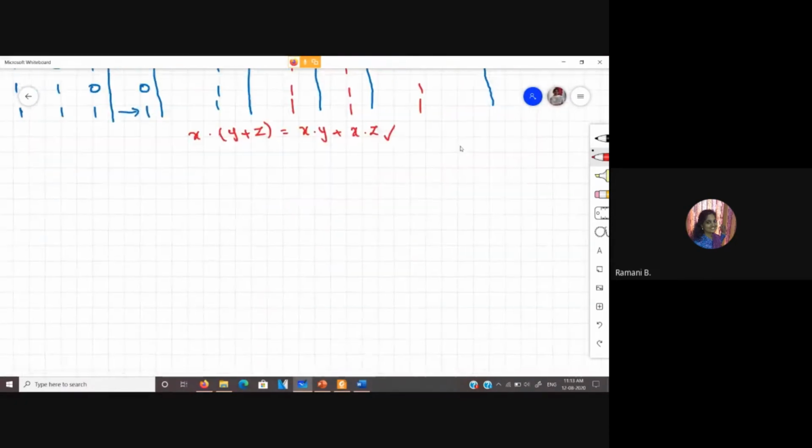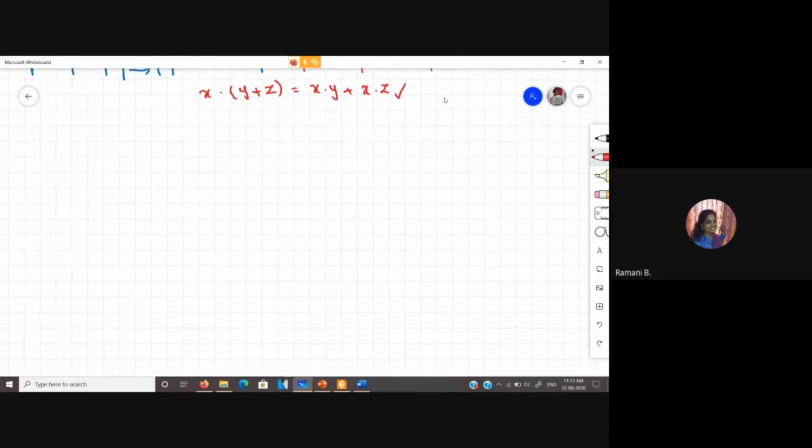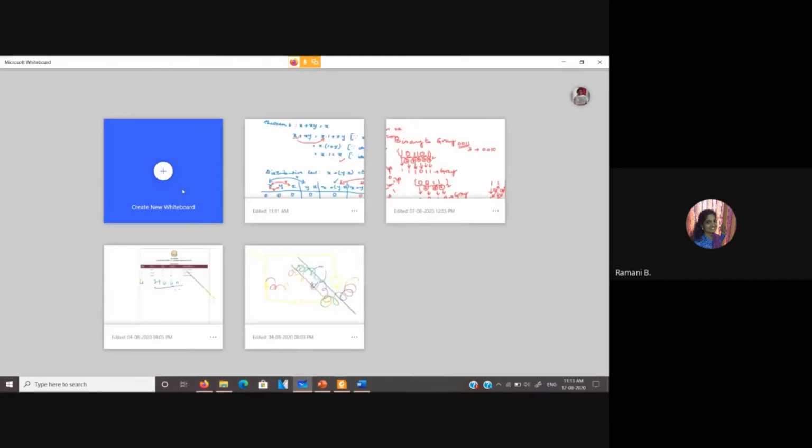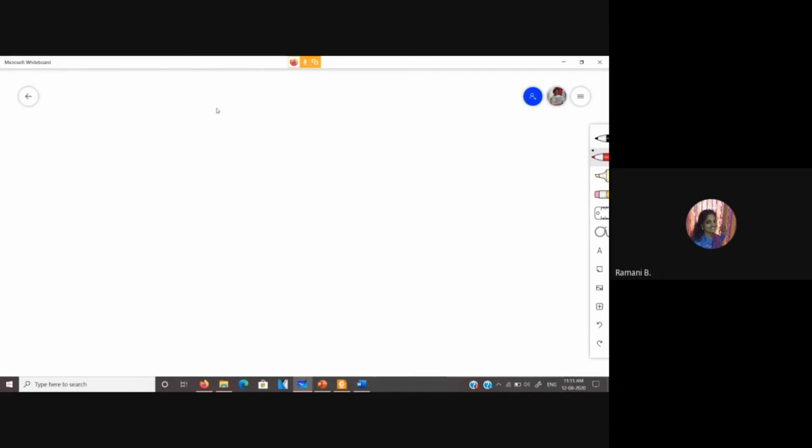With respect to logic gates, okay, this is not going back, I will take a new one. So logic gates are the basic building blocks of any digital system. Any digital logic system will have these logic gates as the very basic unit.